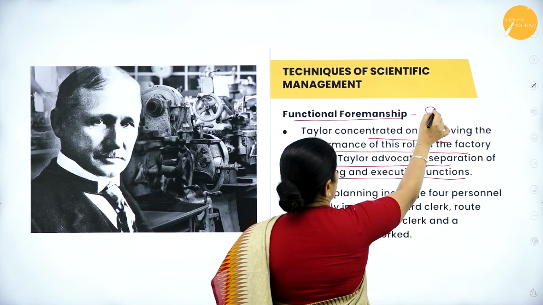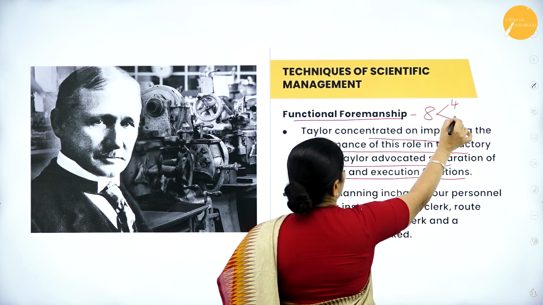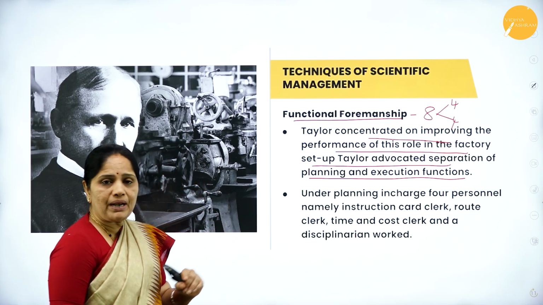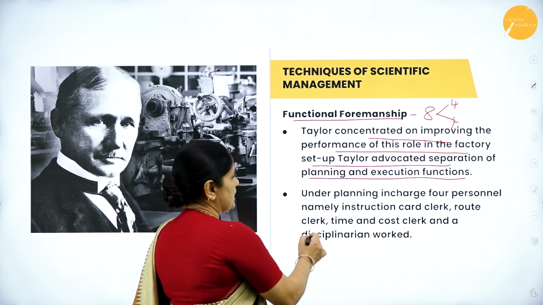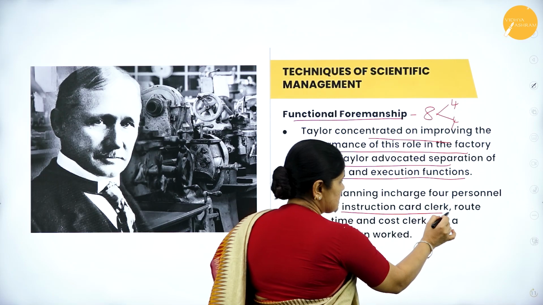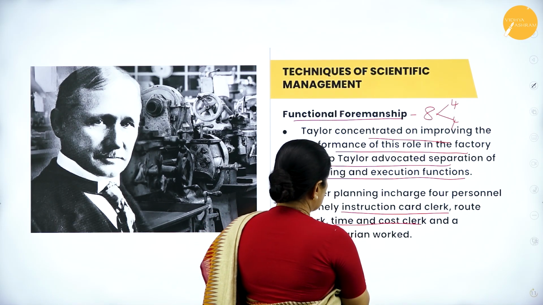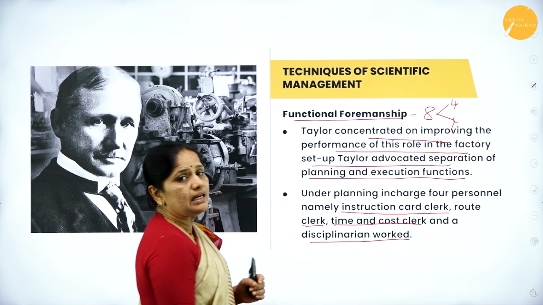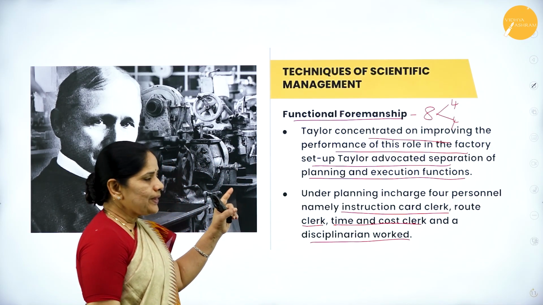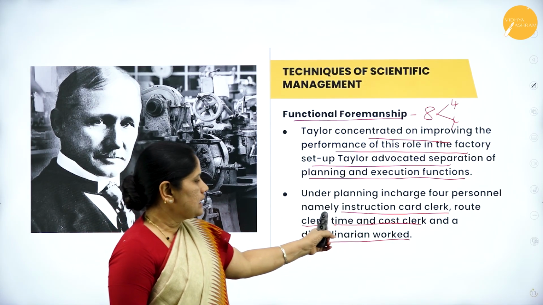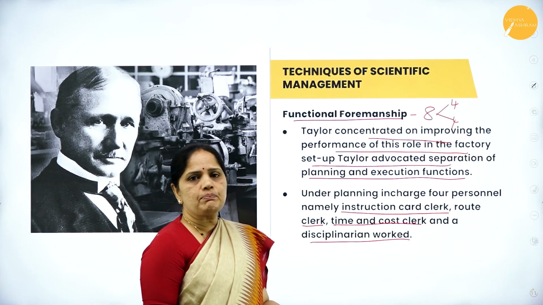So out of these 8 foremen, 4 are for planning and 4 for execution. Under the planning in charge, the 4 personnel are the instruction card clerk, route clerk, time and cost clerk, and the disciplinarian. So in the planning we have the instruction card clerk, route clerk, time and cost clerk, and the disciplinarian.